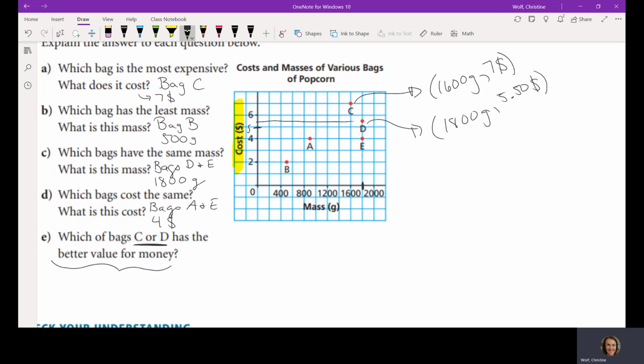So if we look at those two, well, for this option here, I'm getting more popcorn for less money. I would be silly to buy that because I'm getting less popcorn and I'm spending more. That's just goofy. So the answer here is simply bag D. Better value for money. And we're done, question 1.